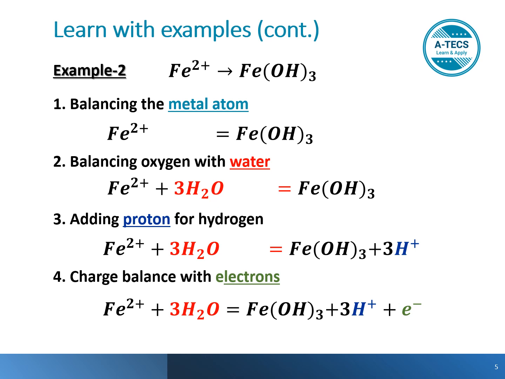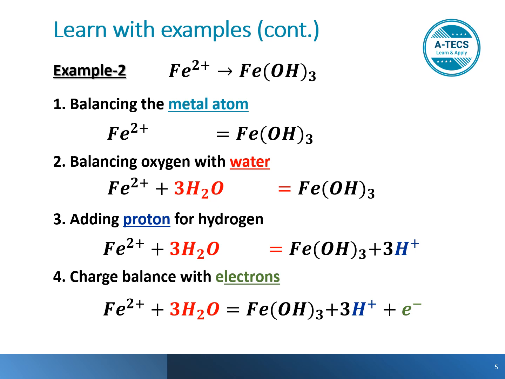In step 3, we have to balance hydrogen with the addition of protons. As you can see, we have 3 water molecules that contain 6 hydrogen atoms. That is why we have to add 3 hydrogen ions on the left side, because in ferric hydroxide we already have 3 hydrogen atoms. So on both sides, hydrogen is now balanced with the addition of 3 protons.